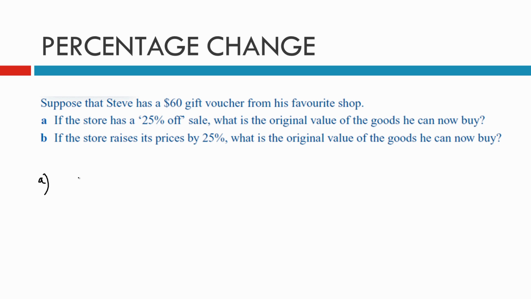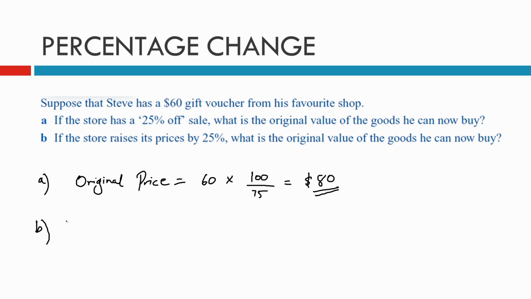So using the formula, the original price, that's what they want us to work out, what it used to be. Right? Original price is going to equal our new price times 100 over 100 minus R. So the new price was 60, which was the gift voucher. Multiply that by 100 over 100 minus our rate, and our rate was 25%, so 100 minus 25 is 75, and that's going to give us an original price of $80. Fantastic.